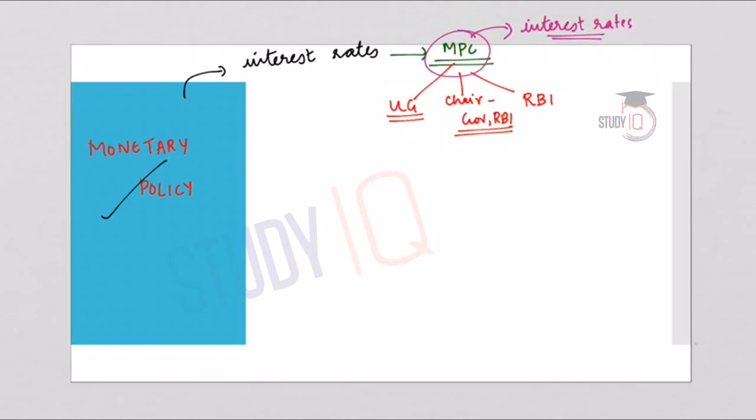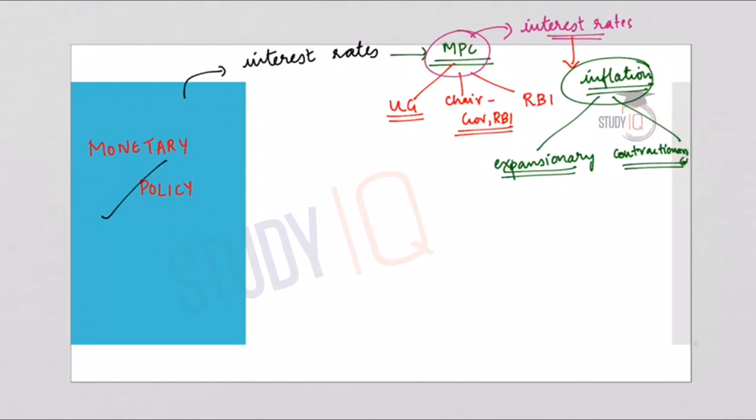Now coming to the interest rates, this is decided based on the inflation rates in the economy. So one important consideration while determining the interest rates under monetary policy is the inflation rate existing in the economy. Based on inflation rates, the MPC makes either expansionary monetary policy or contractionary monetary policy. So what is expansionary and what is contractionary monetary policy? Expansionary monetary policy means that the money supply would be increased, and contractionary means the money supply would be reduced, and it is based on the inflation rates.